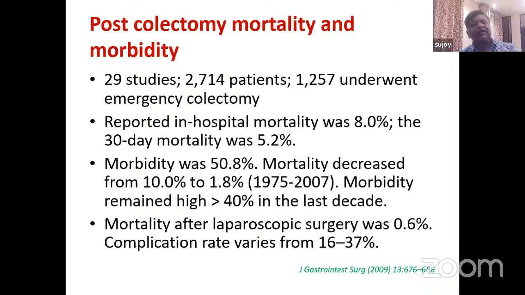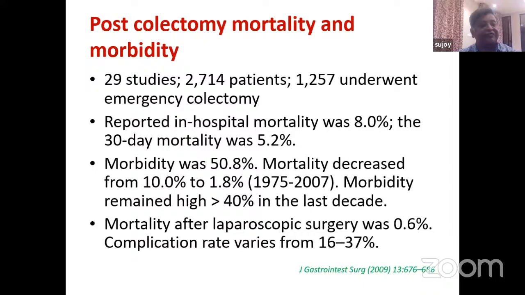So post-colectomy, there have been a lot of studies looking at the morbidity and mortality of colectomy. And in these large systematic analyses, it has been reported that the mortality was substantial, that is 8%. And the 30-day mortality can be as high as 5%. And these are not old data. So morbidity can be as high as 50%.